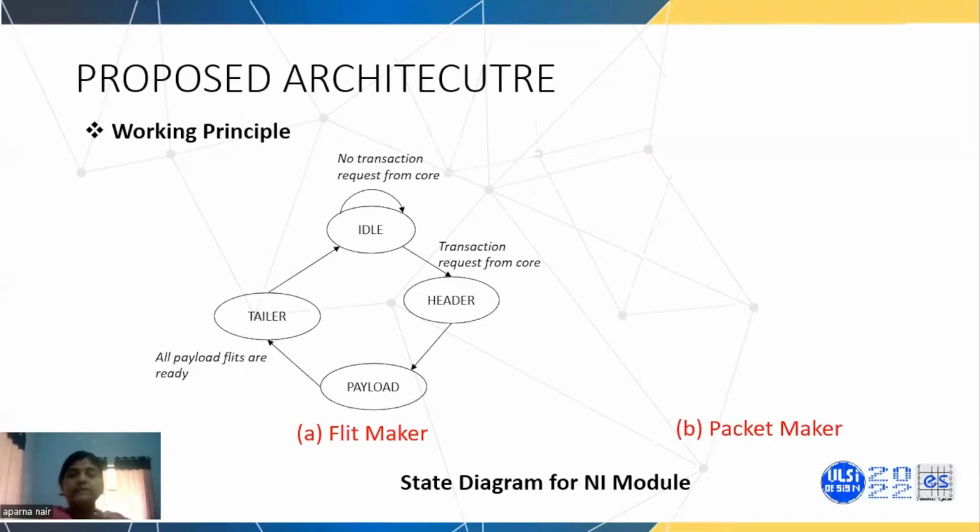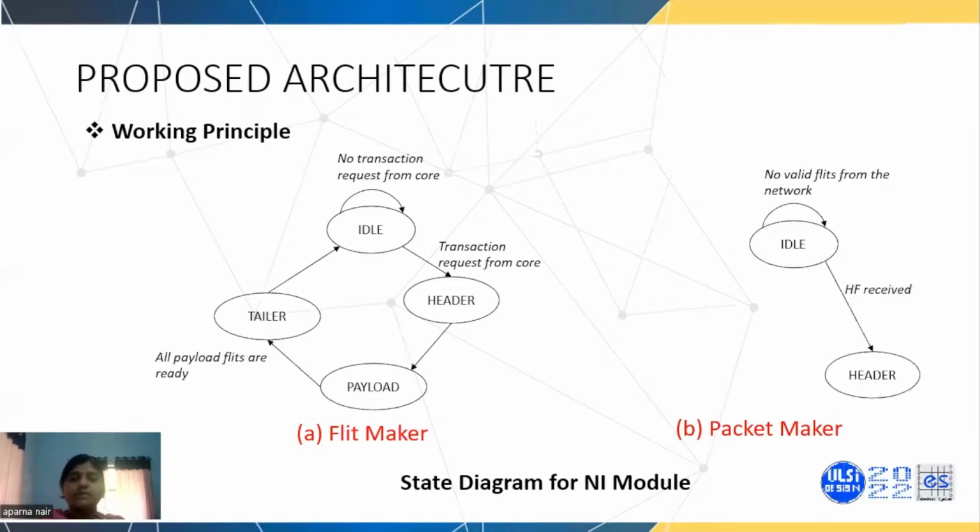Now moving to the packet maker, the FLITs that have been received from the NOC router have to be converted back to the packet which can be received by the core. Again, till a valid flit is received from the network, the packet maker module remains in the idle state. To indicate whether the flit is valid or not, we look at the 30th and 29th bit of the received flit. Once a valid flit is received, it goes to the header state, by looking into the header flit condition.